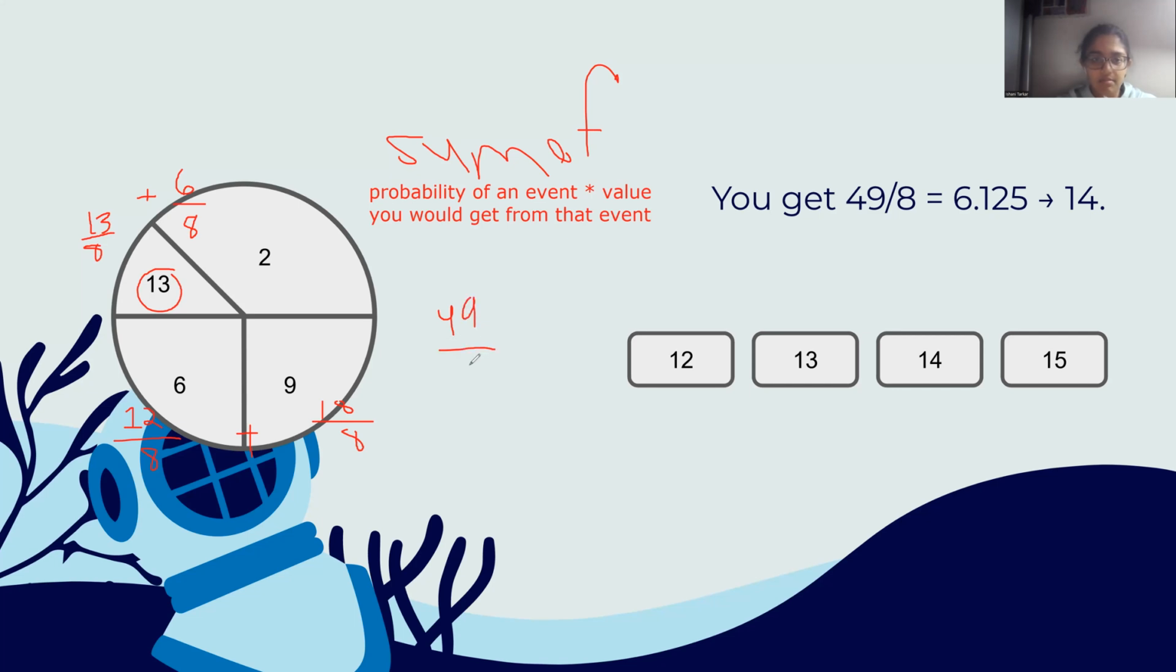As the expected value. However, in the question, it says that you want the decimal representation of this. So you would convert this into a decimal. 49 divided by 8 is 6.125. So now all you have to do is find the sum of the digits in this. 6 plus 1 plus 2 plus 5 is 14, right? So the sum of the digits of the expected value from this event would be 14.